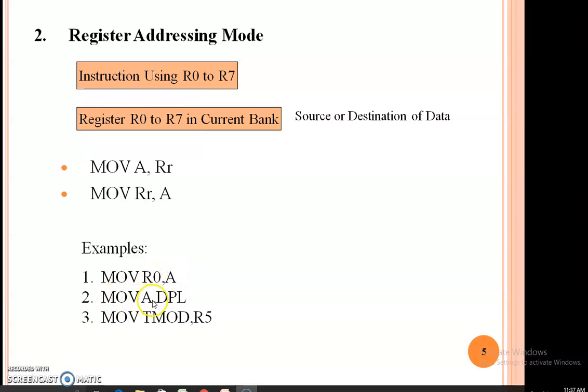In the second example we are moving DPL, meaning the lower byte of the DPTR register, meaning 8-bit data is moving to the accumulator. Next, the third one: R5 register data is moving into the TMOD timer mode special function register. So in this way you can use special function registers or general purpose registers as a source or destination.